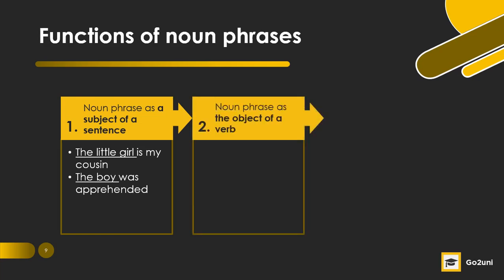Another function of a noun phrase is it can function as the object of a verb. Okay, when you are talking about an object in a sentence structure, you are talking about that particular thing, that particular word or group of words that receive the action carried out by the subject, or that particular word that is affected by the action carried out by the subject. So let's look at some examples.